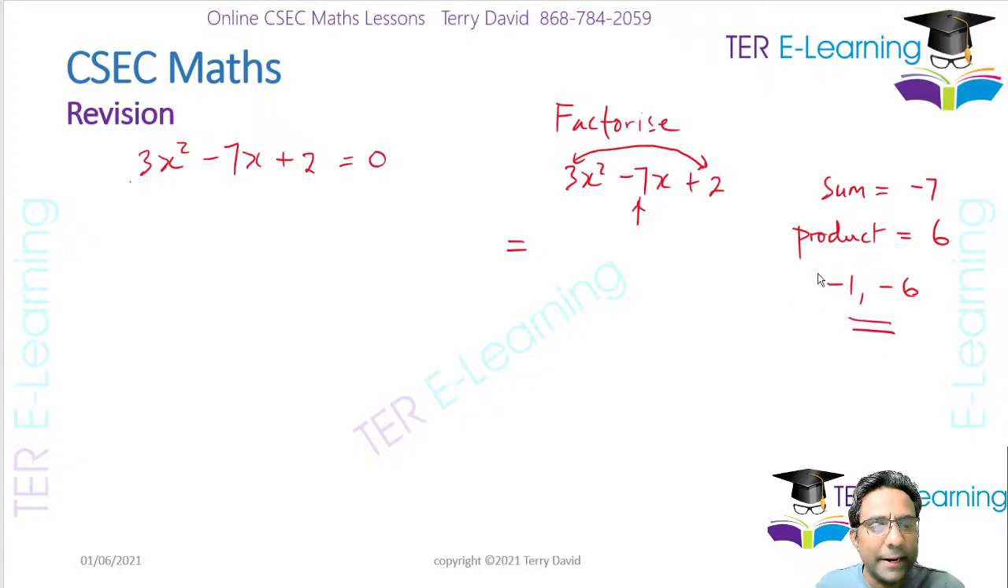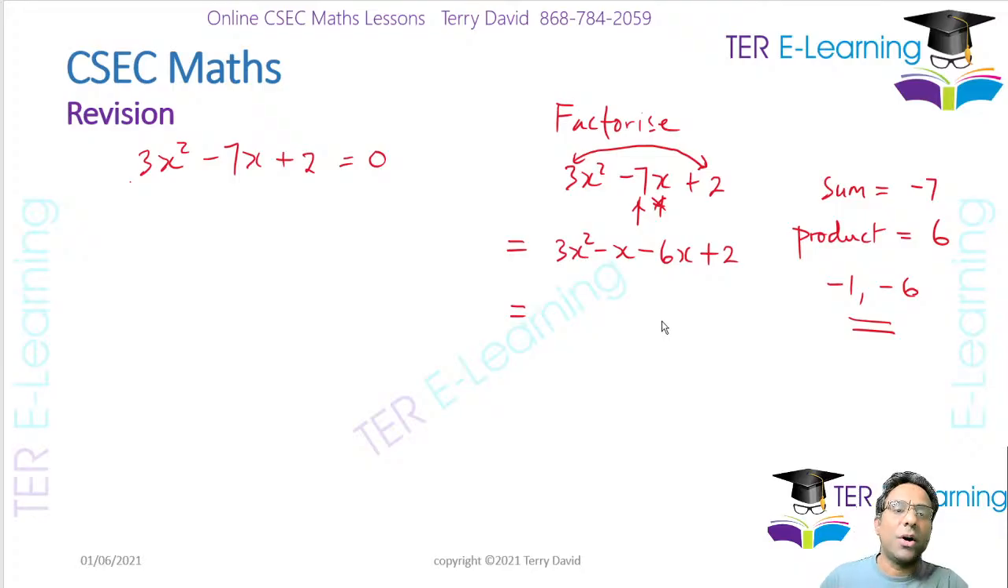So what do I do with those two numbers? I'm going to replace my middle term using those two numbers. So this here is going to be 3x squared. Using the minus 1, I'm going to write that as minus x. Using the minus 6, I'm going to write minus 6x here, plus 2. Now, I'm going to factorize by grouping.